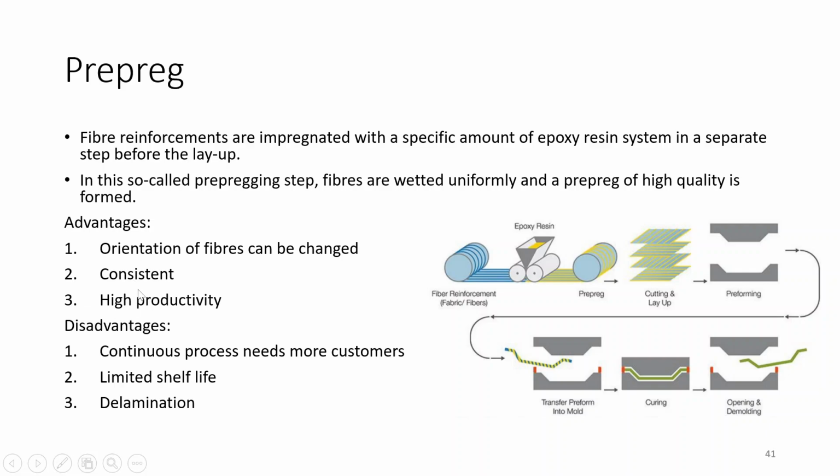and it is a consistent process compared to the other previous processes which were inconsistent, and it provides high productivity. So here you can see this is the direction. Firstly, fiber reinforcement, fabric fibers are rolled and this epoxy resin is fed, and after pre-pregging you will be cutting and laying up the sheets, and then pre-forming, then transferring the pre-form into the mold, then curing, and then opening and demolding.